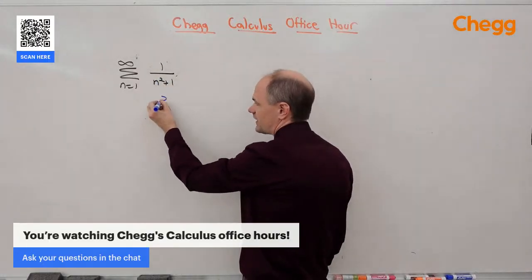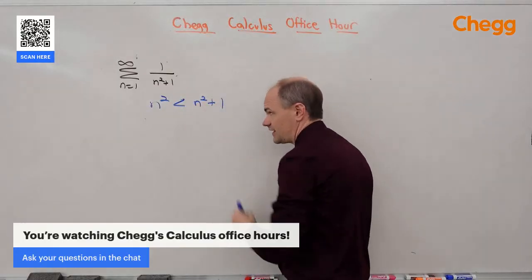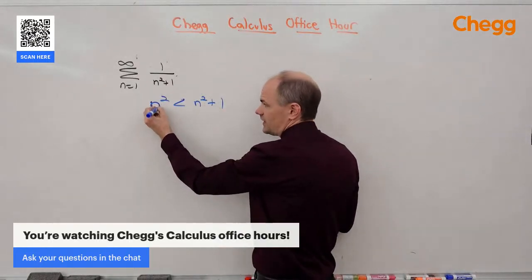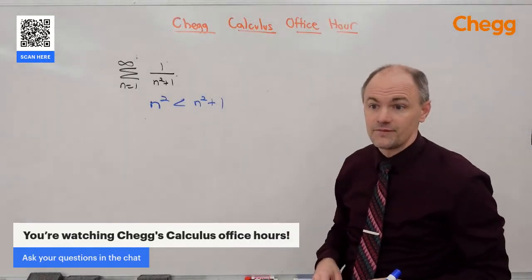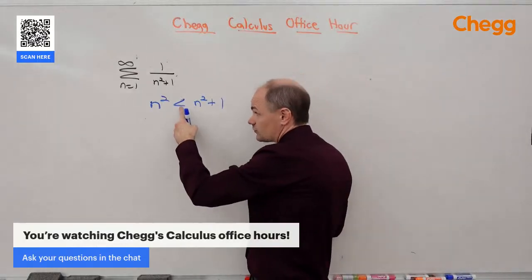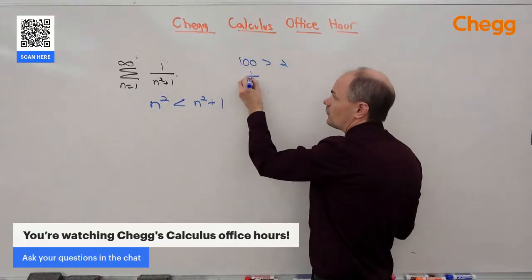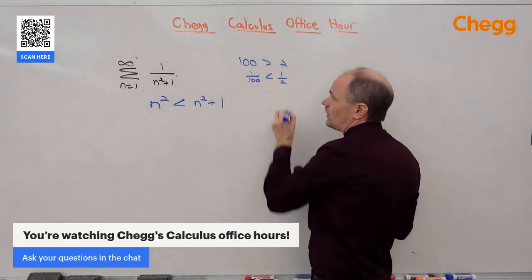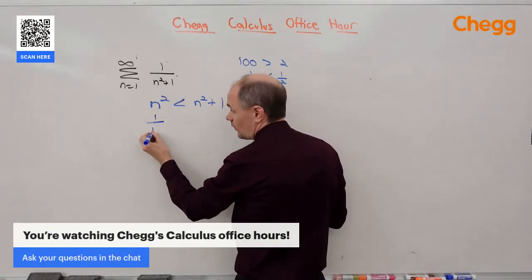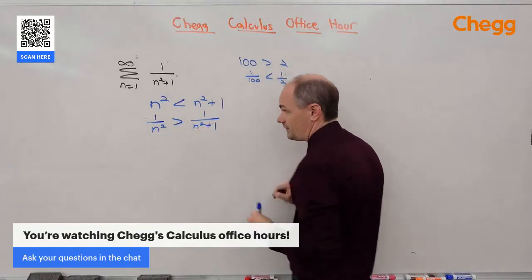To make it really obvious what's happening, n squared is definitely smaller than n squared plus 1, right? Because if I add 1, the number gets bigger. It doesn't matter what n is, adding 1 gets bigger. If I take the reciprocals of both of those, reciprocals will flip the inequality. It's like saying 100 compared to 2. If I flip it, 1 over 100 is definitely smaller than 1/2. Flipping it flips the inequality. So we'll flip this n squared to become 1 over n squared. That's going to be bigger than 1 over n squared plus 1.